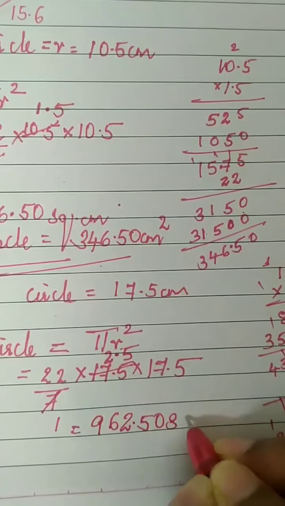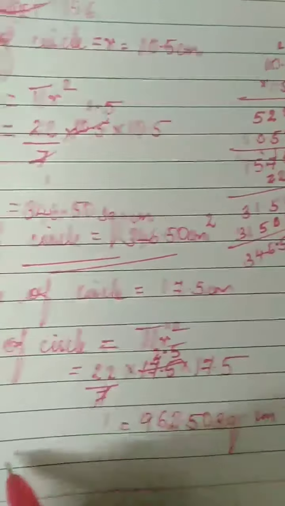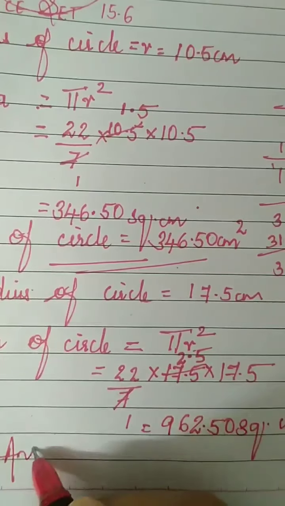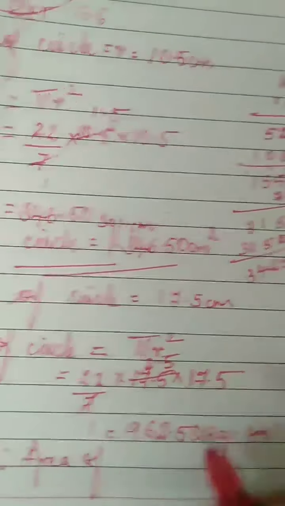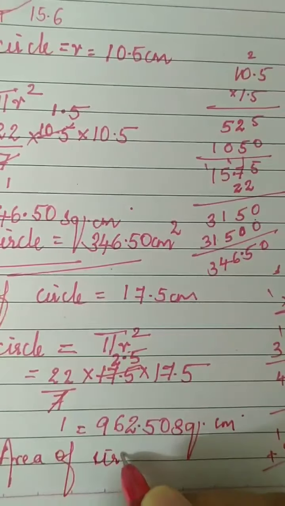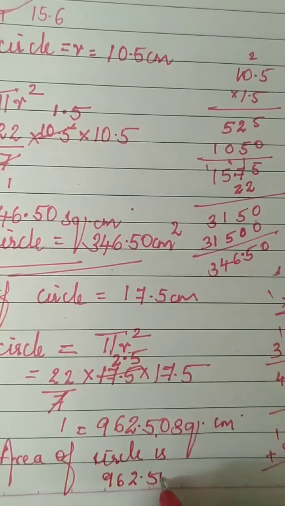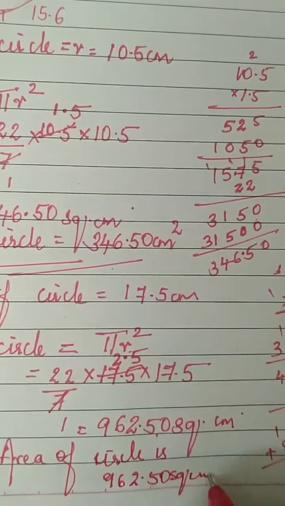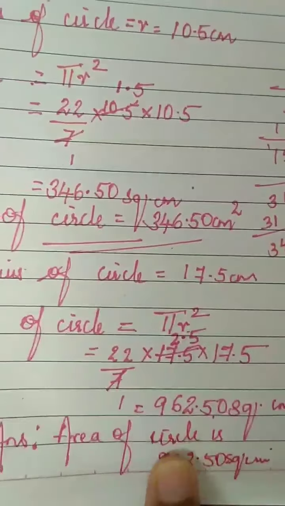962.50 square centimeter. Radius is given in centimeter. Similarly, write the final answer. Area of circle is 962.50 square centimeter.